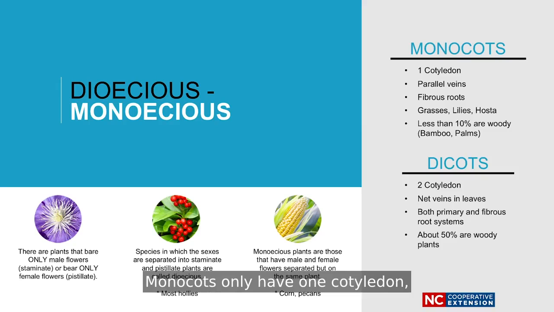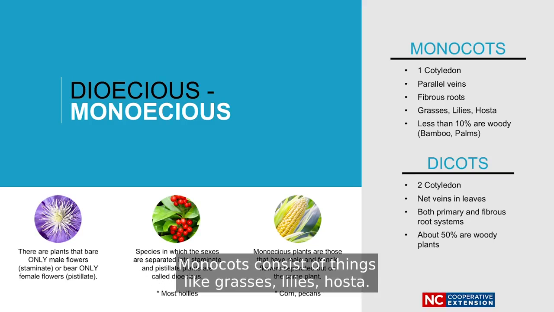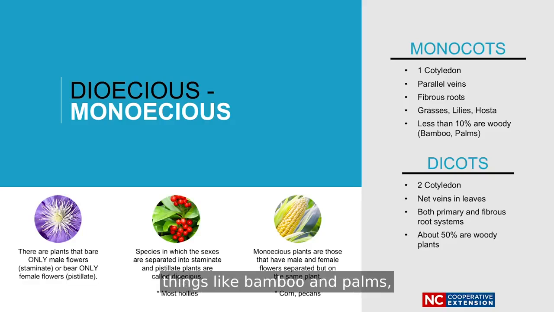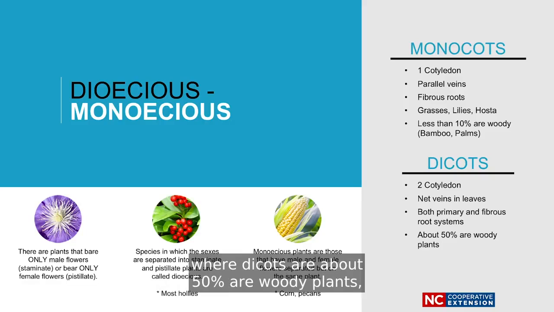Now, monocots and dicots are 2 terms that we refer to in the area of angiosperms. Monocots only have 1 cotyledon, where dicots have 2 cotyledons. Monocots have parallel veins, and dicots have net veins in their leaves. Monocots always have fibrous roots. Dicots may have primary and fibrous roots. Monocots consist of things like grasses, lilies, hosta, and perhaps only 10% are going to be woody, things like bamboo and palms. Where dicots are about 50% woody plants, and the others are more herbaceous materials.